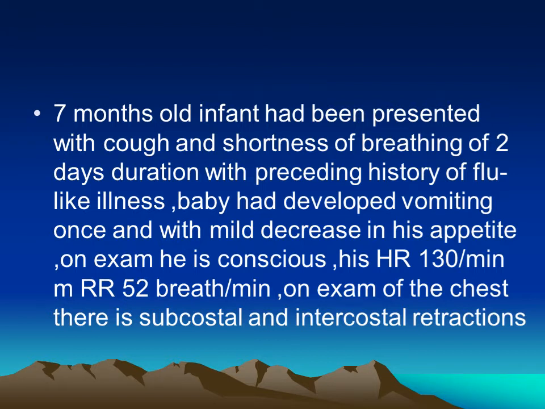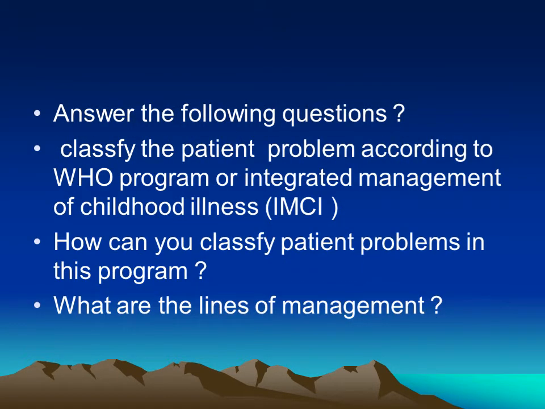So we should answer the question on this case history. How can I classify the patient's problem according to this program? As we mentioned, there are no danger signs. The baby has chest syndrome plus fast breathing. So we classify the patient as severe pneumonia. Later on, we'll discuss in detail what I mean by severe pneumonia and what the lines of management are.